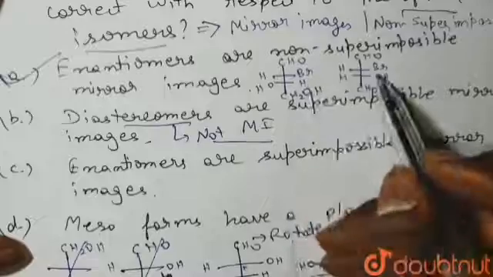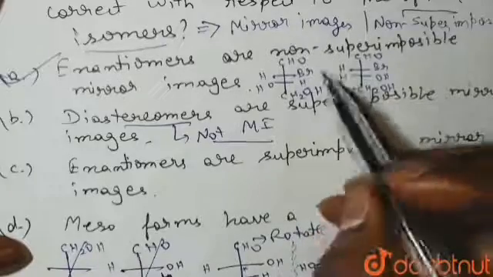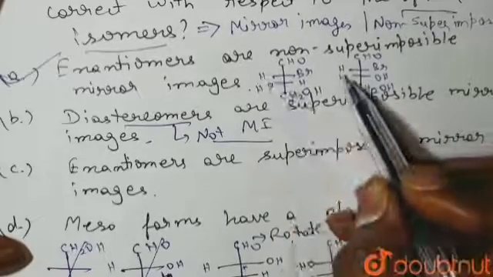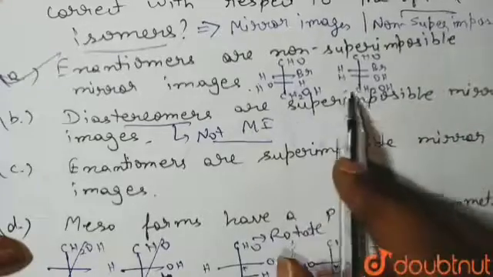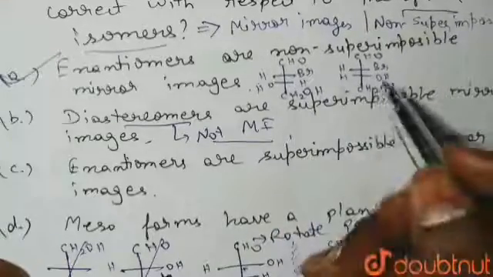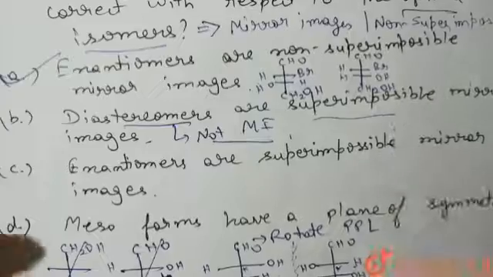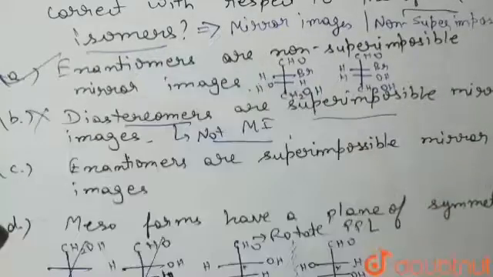Why? Because Br is still in its place. If you had drawn the mirror image, then the Br would have to come on the left. But it is not. So these two are diastereomers and they are not mirror images of each other. So if they are not mirror images, they cannot be superimposed on each other. So your B statement is the wrong one.